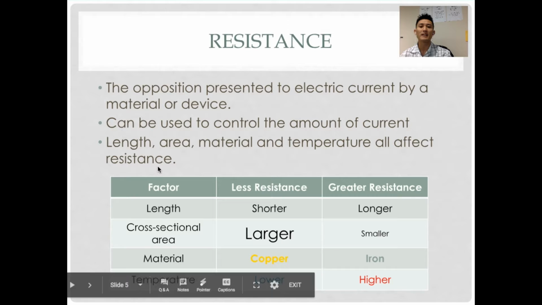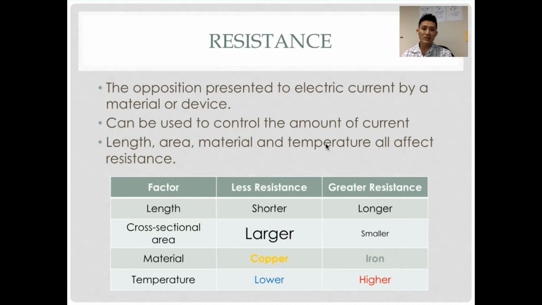And so the four variables that affect resistance and hence current are length, area, material, and temperature. Notice, in terms of wires, when we're transporting electrical current, we want the least resistance possible. And so how do we do that? Well, we want to make the length short for our wires. If I have a wire that's really short, it's going to have less resistance than a wire that's very long. So the longer our wire is, the more resistance our electrical current is going to face in the wire.